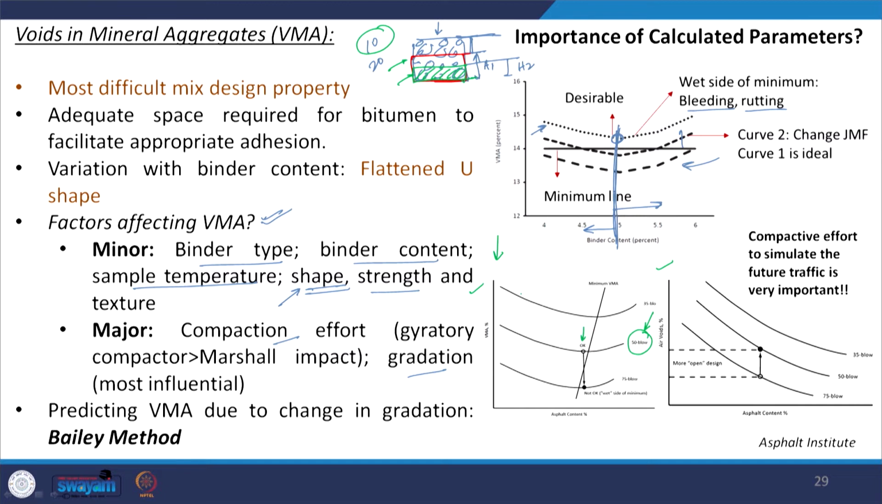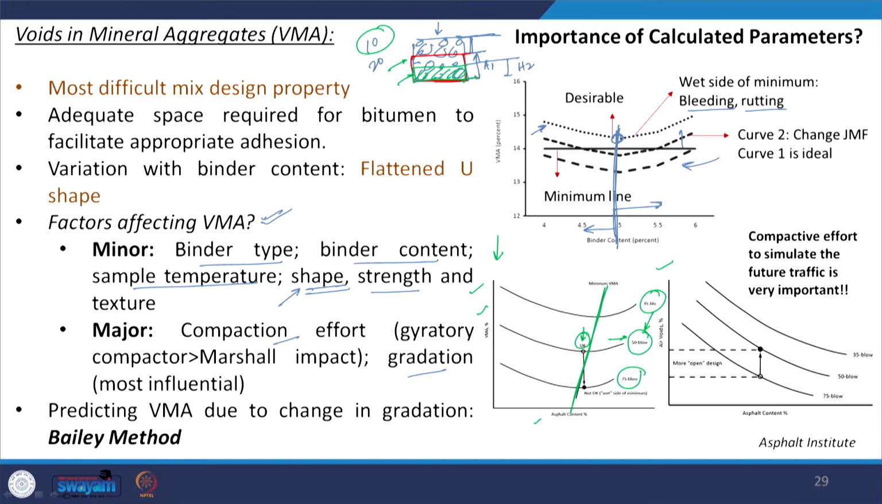You can see that for different compactive efforts, 35 blows, 50 blows, 70 blows, this is the variation of VMA with binder content, and this is the minimum VMA line joining the minimum points of the individual curves. So, we are talking about the second curve now, which we have used anticipating a lower level of traffic, and we have correctly chosen our binder content on the dry side of the minimum.